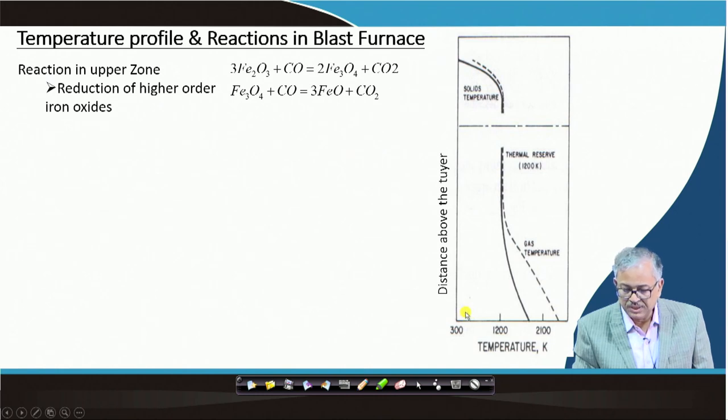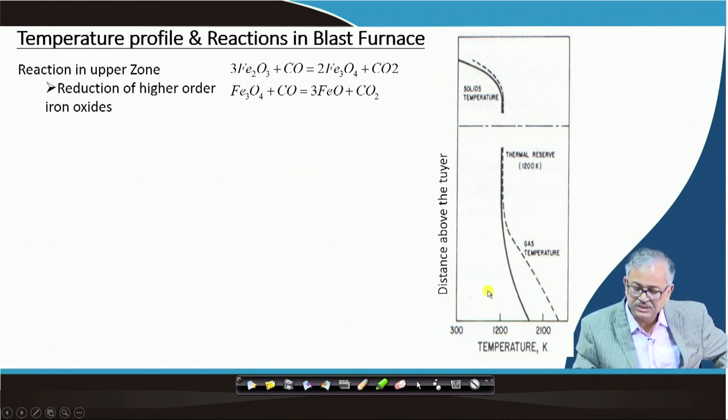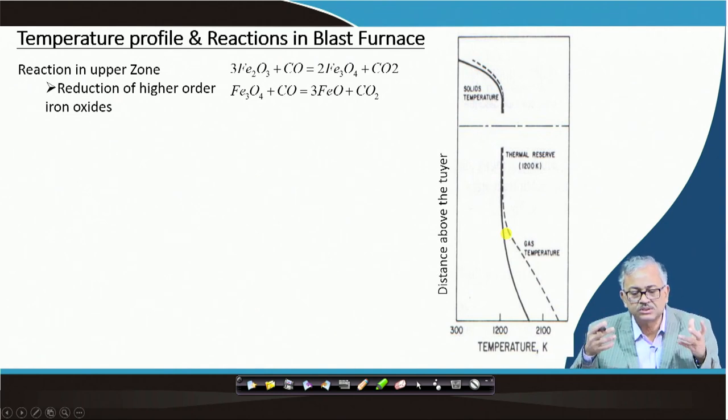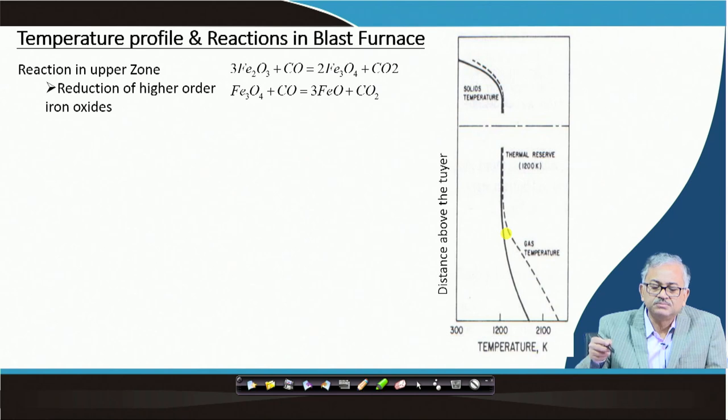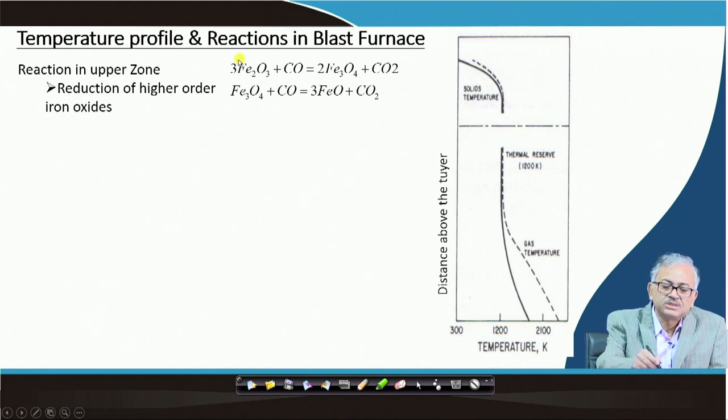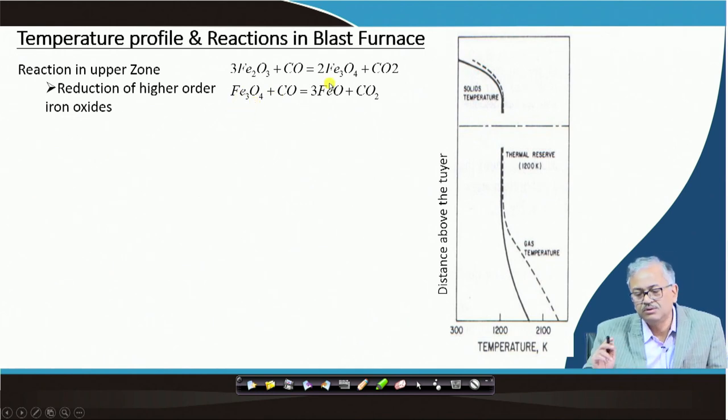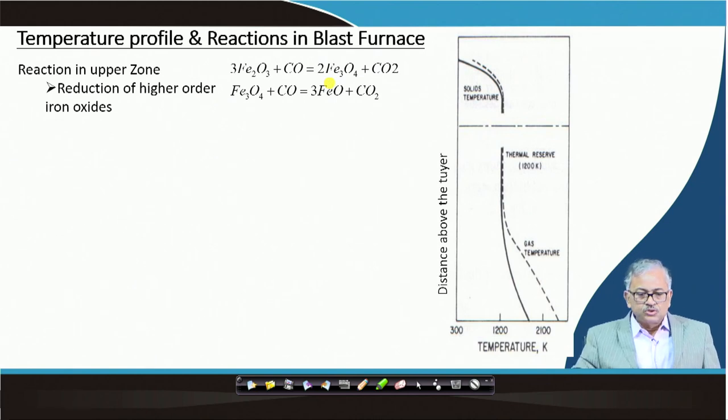Because as the gas moves up, we will come to the thermodynamics later on. As the gas moves up, obviously the CO becomes converted to CO2, so its oxygen potential increases, or the reduction potential decreases. But in this region, the reduction potential required for Fe2O3 and Fe3O4 is very low, so the reaction can easily take place. Even for Fe3O4 to FeO, the reduction potential required is not that much, so it also reduces significantly. So these are the reactions, and then there is the carbon deposition reaction.